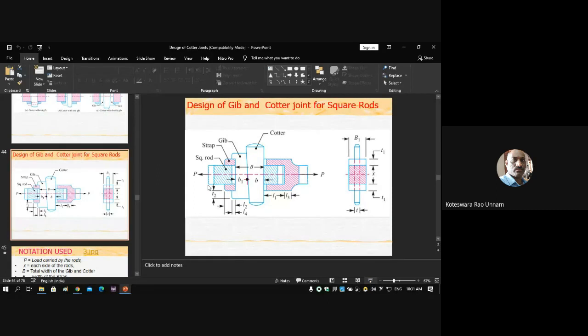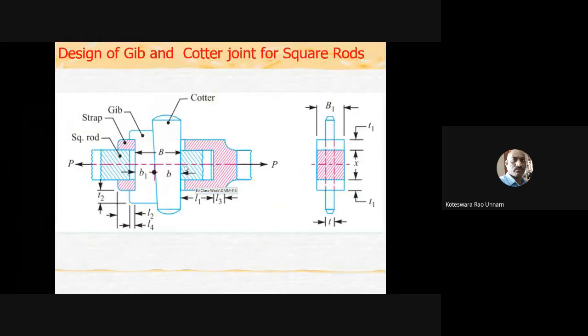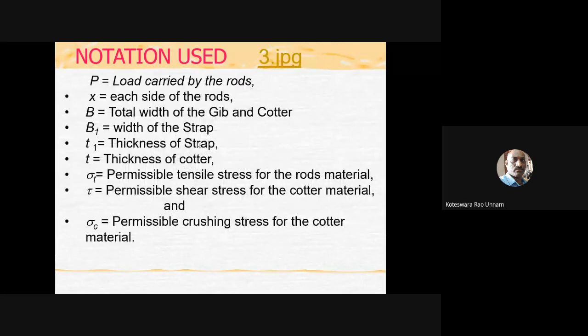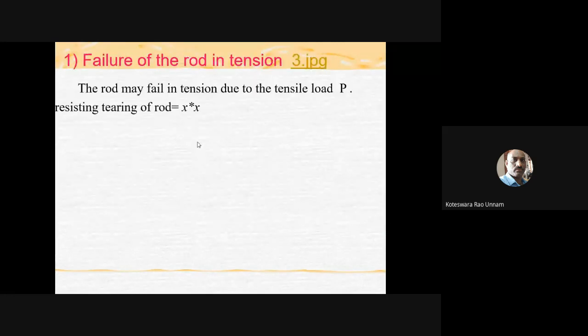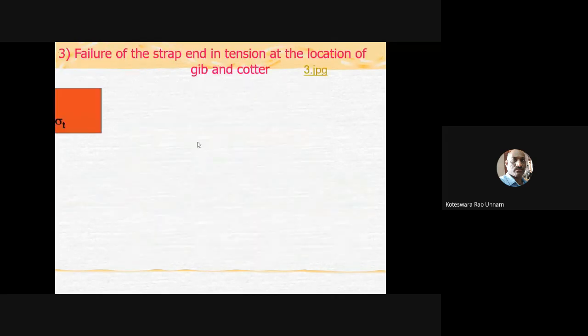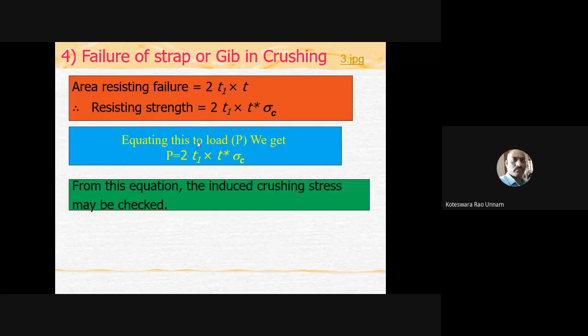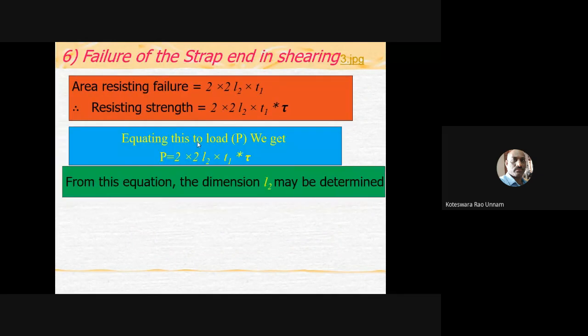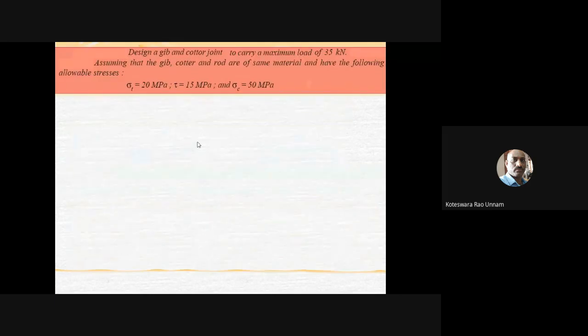So in the previous class, we discussed the design of the cotter joint, and we took up one numerical problem on that. I explained the design procedure and asked you to solve the problem. So today we'll see the solution first. I don't know how many of you solved that problem. Then we'll move on to the next one, that is the knuckle joint.